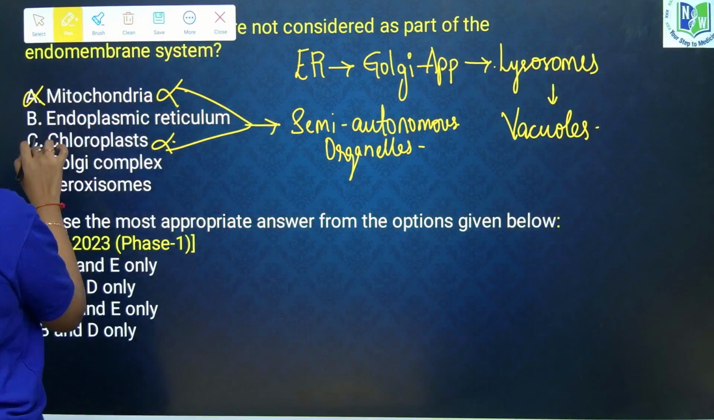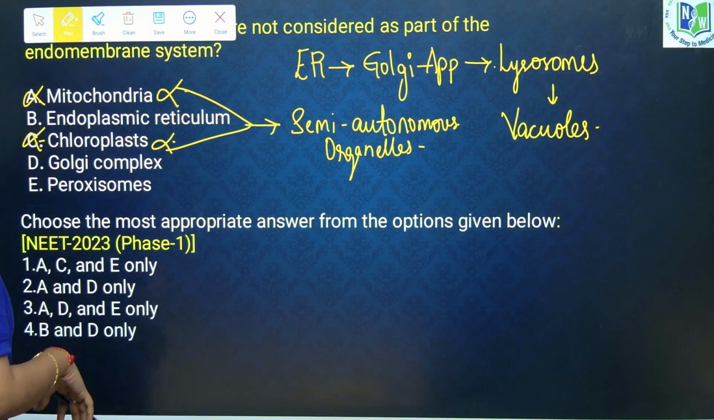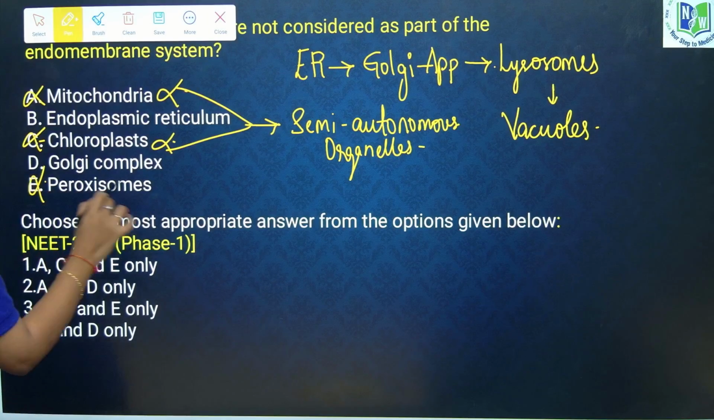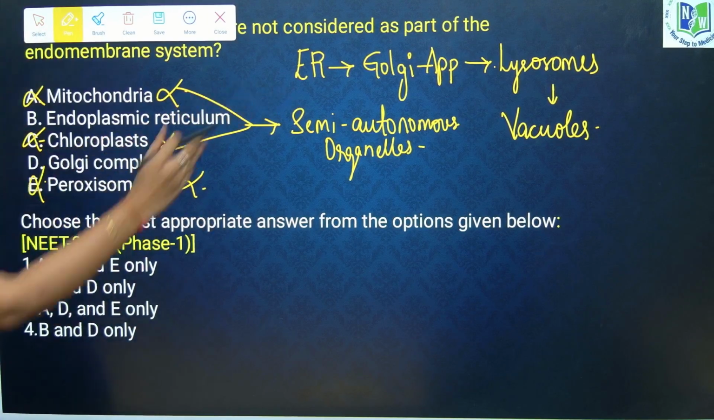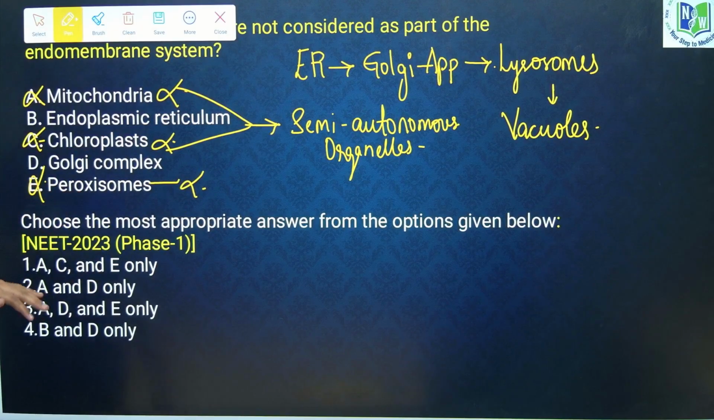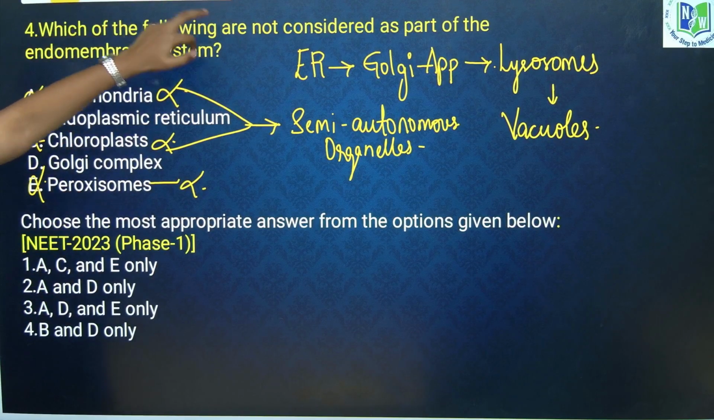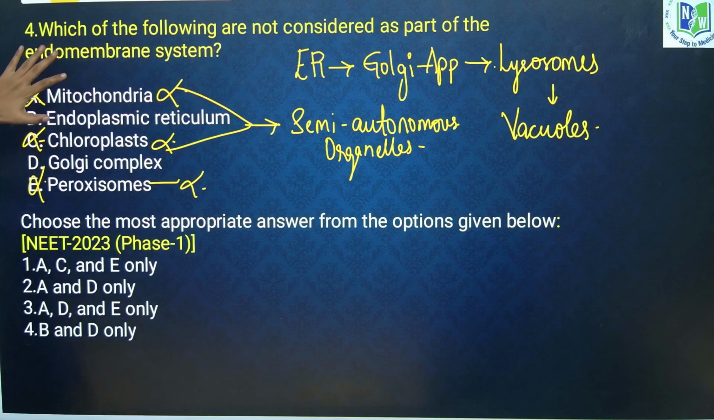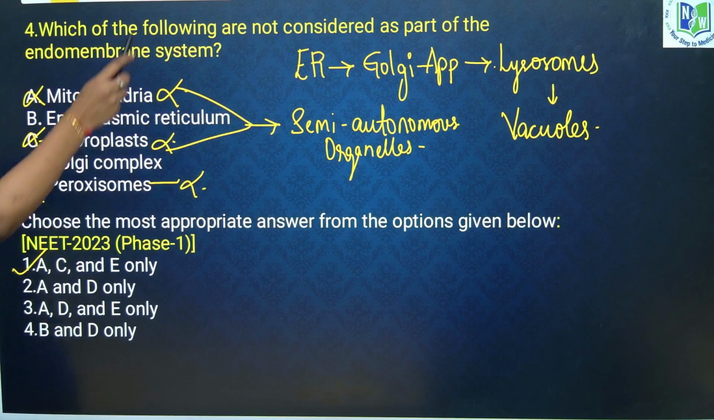They are not included. Next, Golgi complex is present. Peroxisomes are absent. Lysosomes are present, not peroxisomes. So, the ones not considered a part of the endomembrane system, our answer will be A, C and E. Option 1 is our answer. Next question.